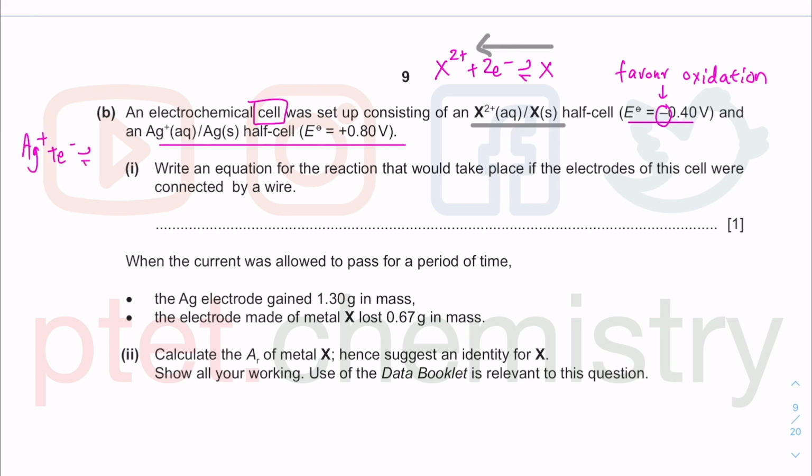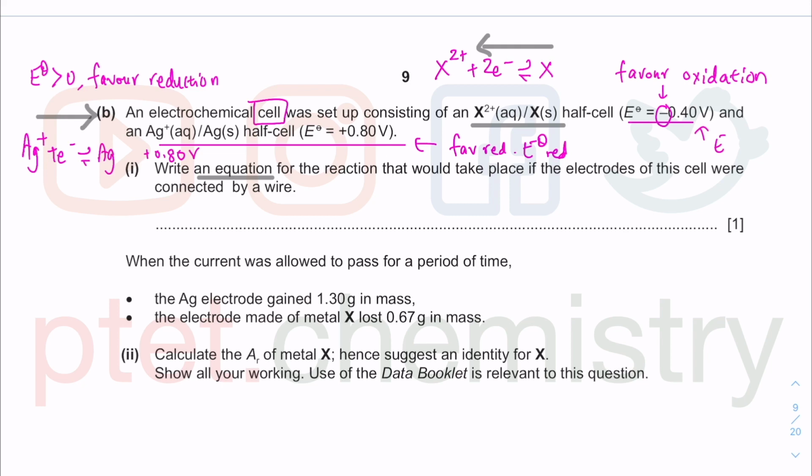So straight from your data booklet, if you are given this data, plus 0.80 volt means that this equilibrium favors the right hand side. It favors reduction. Write an equation for the reaction that will take place if the electrodes were connected by a wire. So if this is the positive one, this is going to favor reduction. Therefore, this one is going to be the E red. It's more positive than this negative one, where this one is going to be the E ox.